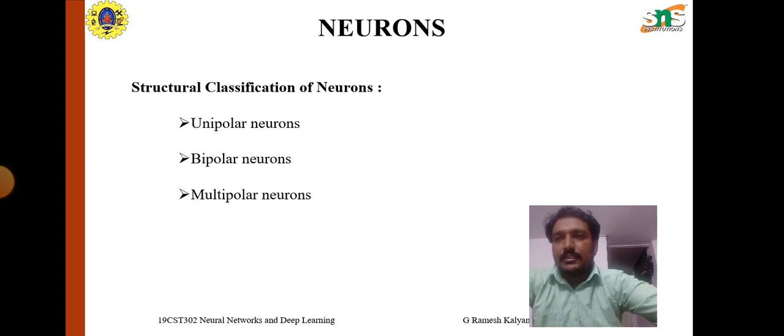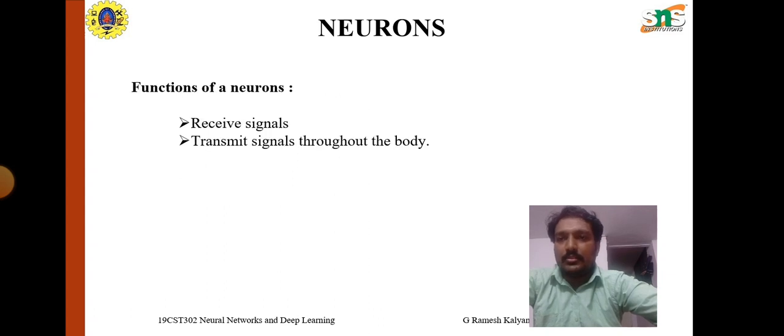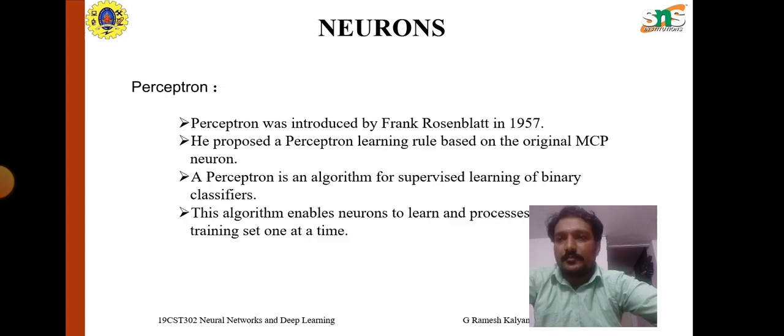In the structural classification, neurons are unipolar, bipolar and multipolar neurons. So, the functions of neurons. Finally, what are the functions of neurons? It receives signals and transmits signals throughout the body. Initially it gets something like an input and output. So we get an input, the system processes it and gives the output back. Similarly, it receives the signals and transmits the signals throughout the body.